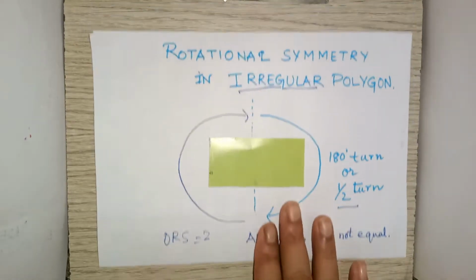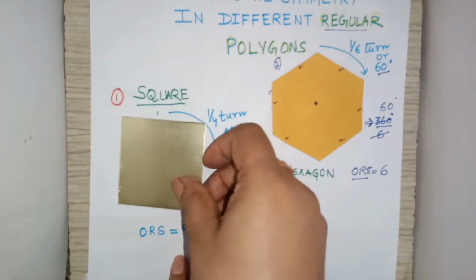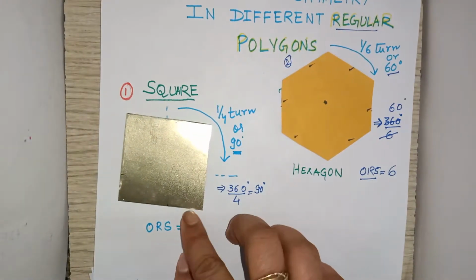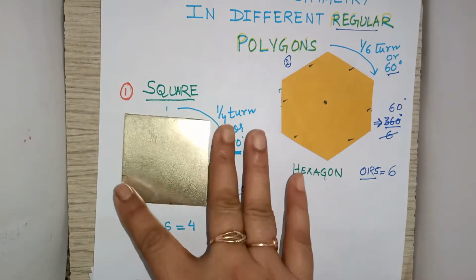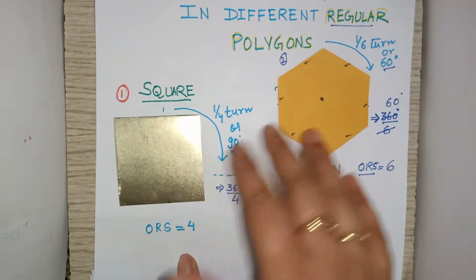Okay, so in this way you all have to calculate the order of rotational symmetry. And here you can see I have explained how you will find the order of rotational symmetry in different regular polygons.